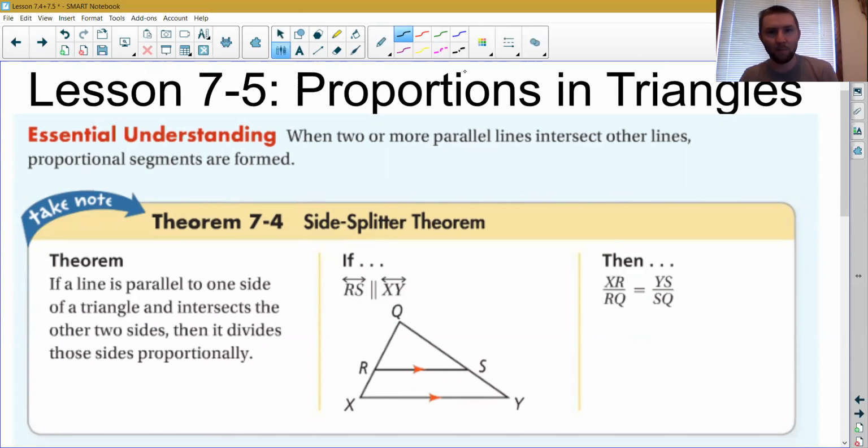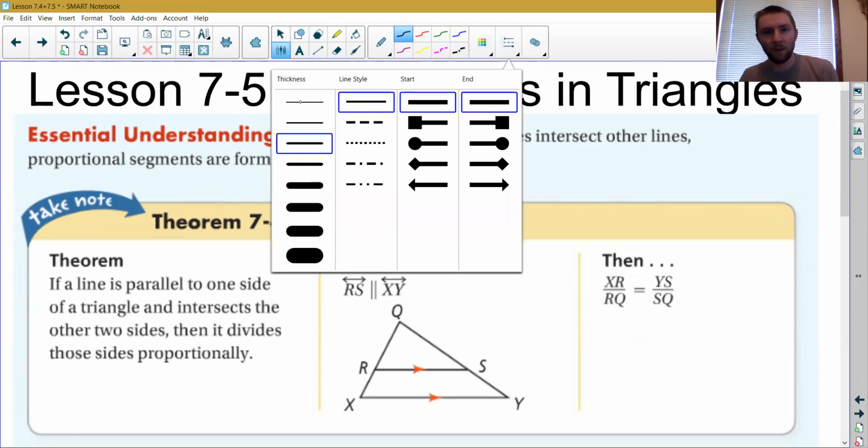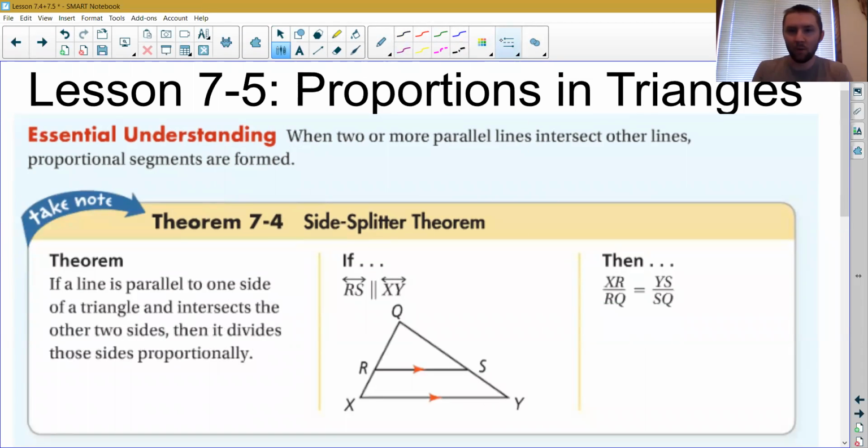It's called the side splitter theorem. Apparently it's a hilarious joke or something. Right, side splitter, because you're laughing so hard.